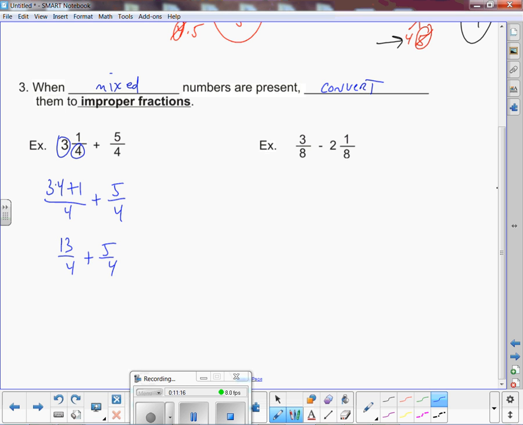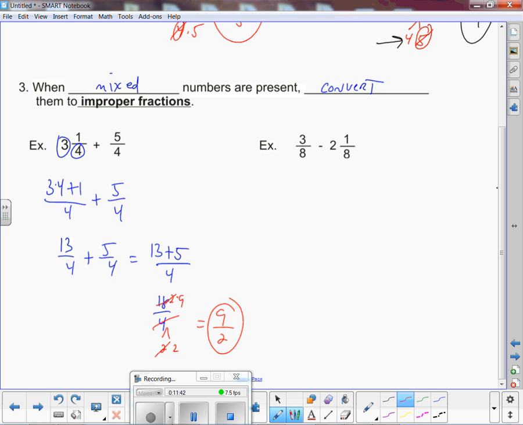And what are we ready for now? I hope you're thinking the rule step. 13 plus 5 over 4. Now I'm going to add the numerators and put it over the common denominator. And let's reduce, right? 18 is 2 times 9 and 4 is 2 times 2. And our 2s divide out, and we end up with 9 halves.